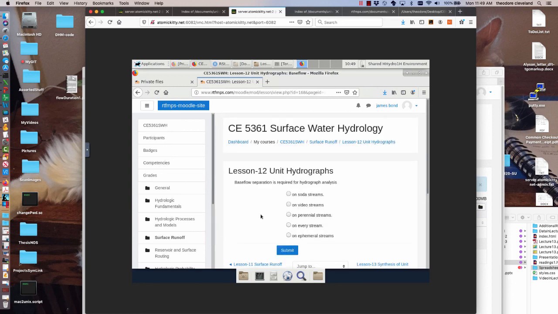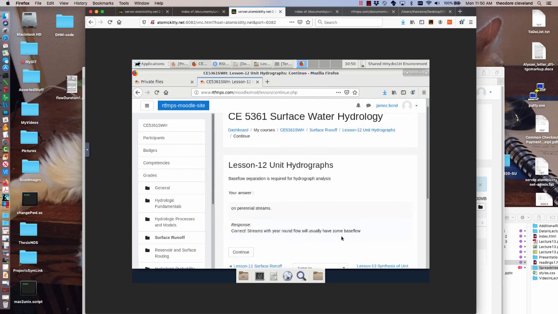And now a question. Baseflow separation is required for hydrograph analysis on soda streams. That sounds silly. On video streams? No, has nothing to do with videos. On perennial streams? Perennial, those are all the time, maybe. On every stream? Well, of course not. The fact we're even asking this question implies that that's not the right answer. On ephemeral streams. A perennial stream always has flow. Ephemeral is sometimes has flow. We know for sure we're probably going to have to do it on perennial. Maybe on some ephemeral, but not all of them. And it tells us we're correct.